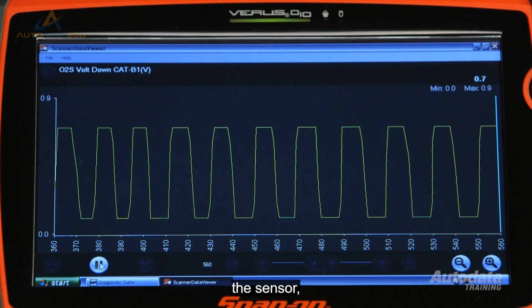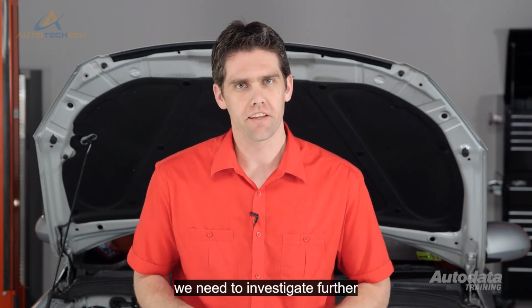If we take a look at the sensor, you will notice the signal is fluctuating, where it should be a constant voltage. The downstream oxygen sensor isn't the issue. This is because the sensor readings are changing and there isn't a DTC for the downstream sensor. We need to investigate further.